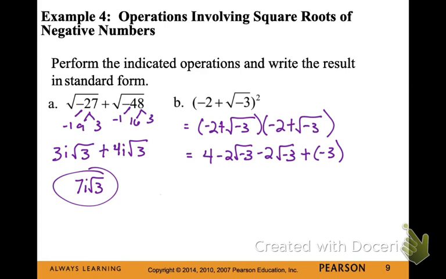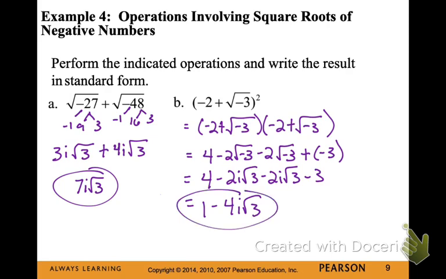So I'm going to clean up this expression. I'm going to combine my middle terms. Well, first of all, I'm going to take out the square root of negative 1, so my two inner terms are negative 2i square root of 3. Now I will combine the real terms and take 4 minus 3. So our final answer in standard form is 1, because that's our real number part, minus 4i square root of 3, because that's our imaginary part.